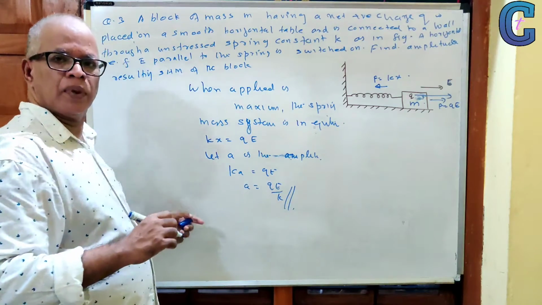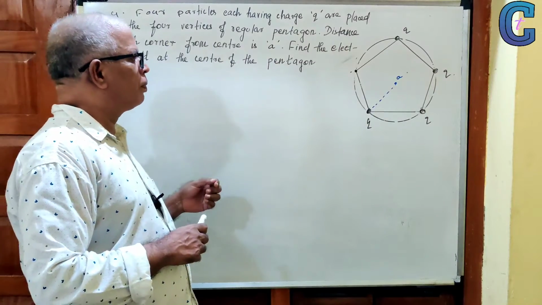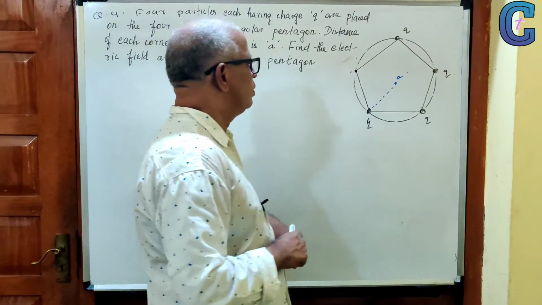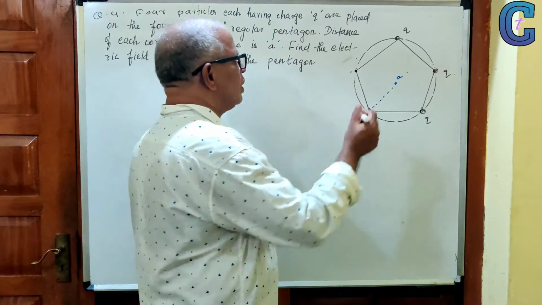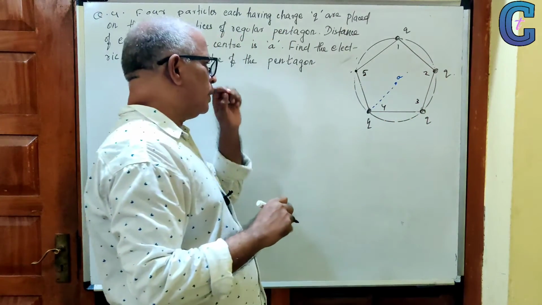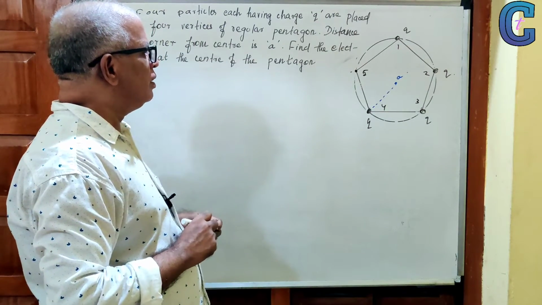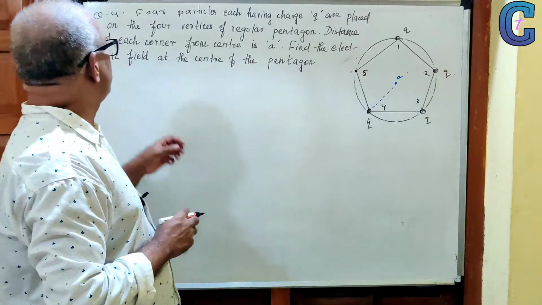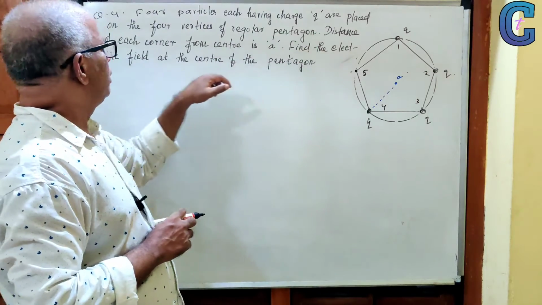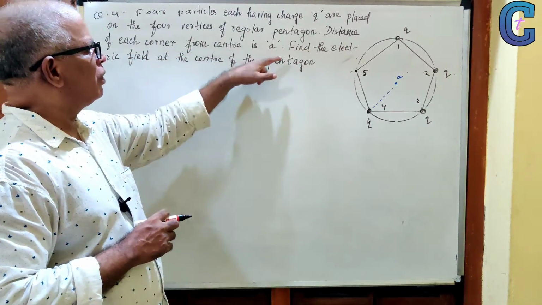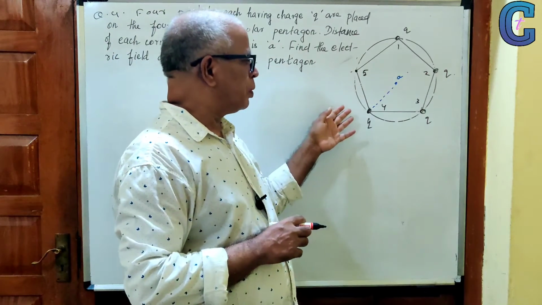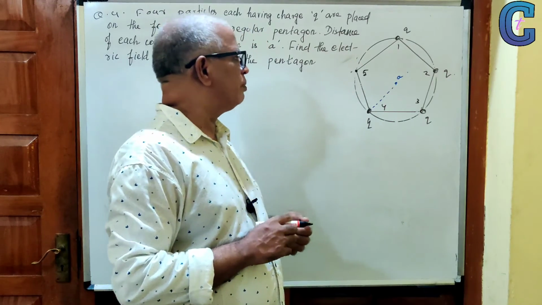QE by K. See, look here, we will do a problem of a regular pentagon where we have placed 4 charges. At the fifth one, no charge is there. We have to find the net electric field at the center of the pentagon. Look at the question. 4 particles, each having charge Q, are placed on 4 vertices of a regular pentagon. Distance of each corner from the center is a. Find the electric field at the center of the pentagon. If you apply the principle of superposition, it will be a complex problem.